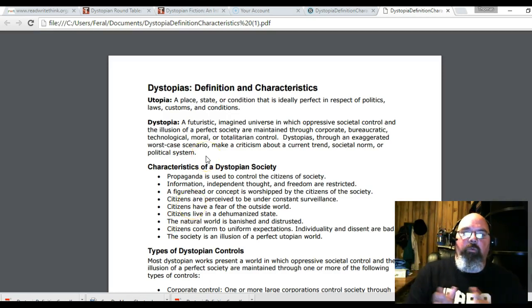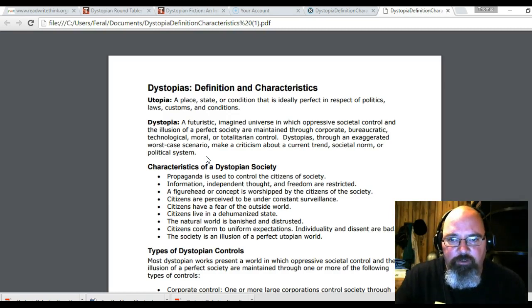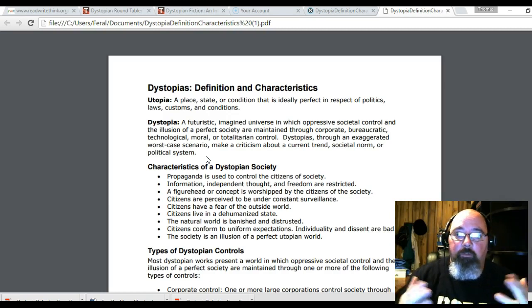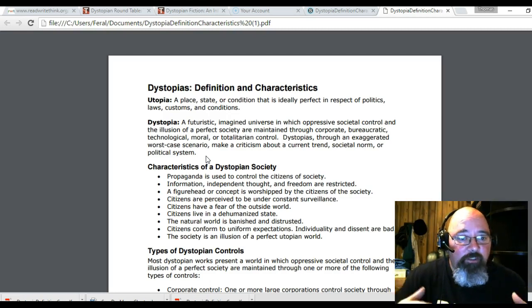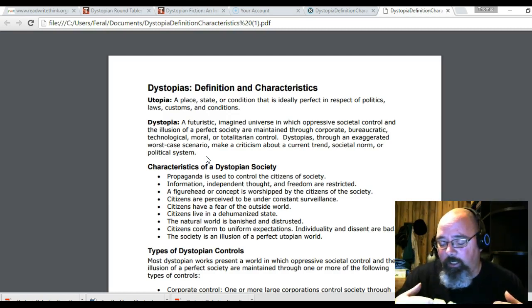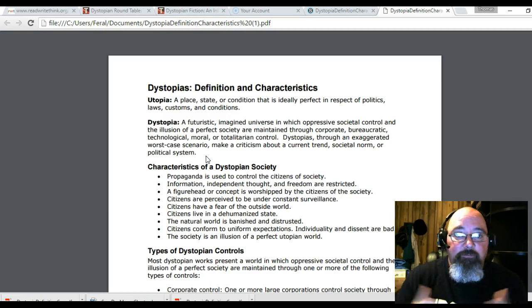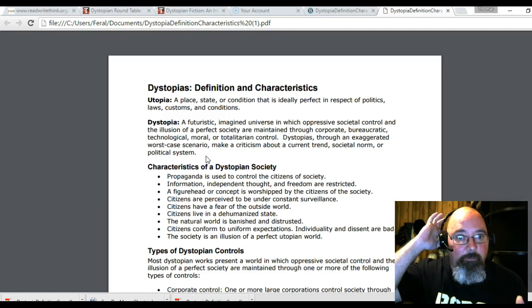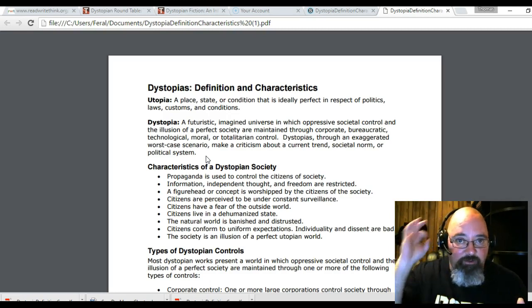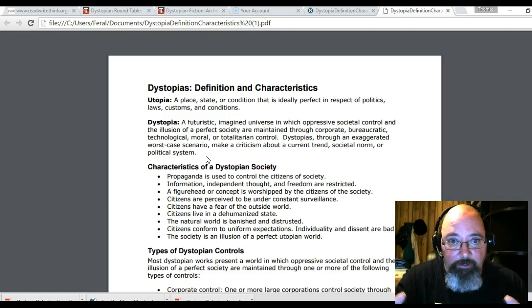Okay, so dystopias, what are they? Well, for us to understand what a dystopia is, we have to understand what a utopia is. And a utopia is a Greek word for a place or a state or a condition that is ideally perfect in respect to the politics, the laws, the customs. A utopia is a perfect place to live. Okay? Now, a dystopia is the exact opposite. It is an imperfect place to live, and in fact, dys means bad, and topia means place, so it means bad place, according to the Greek.